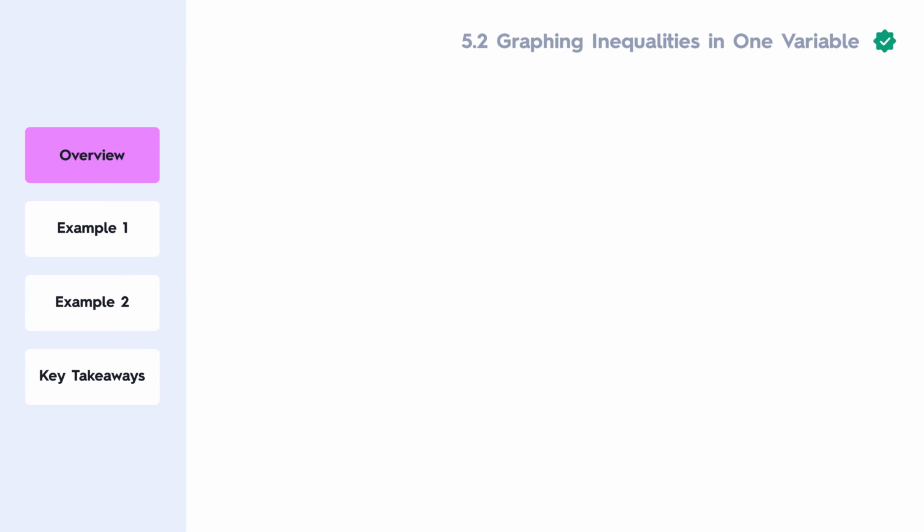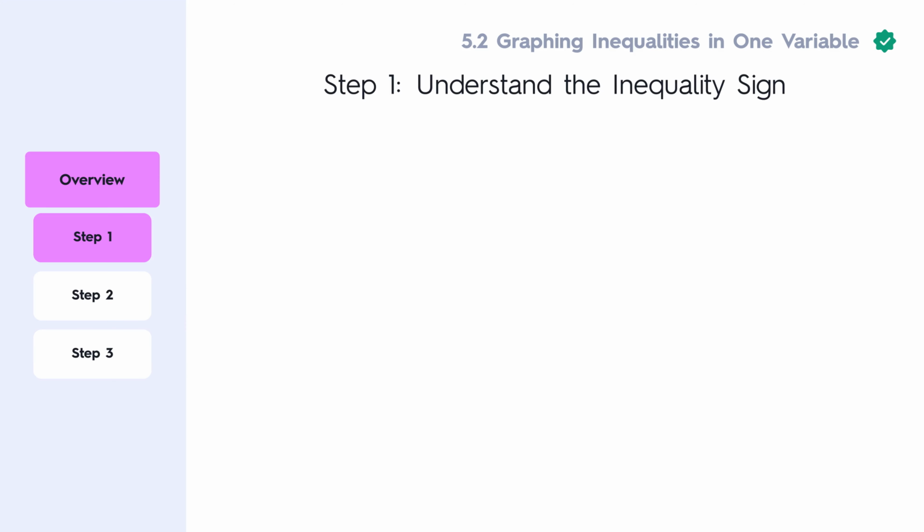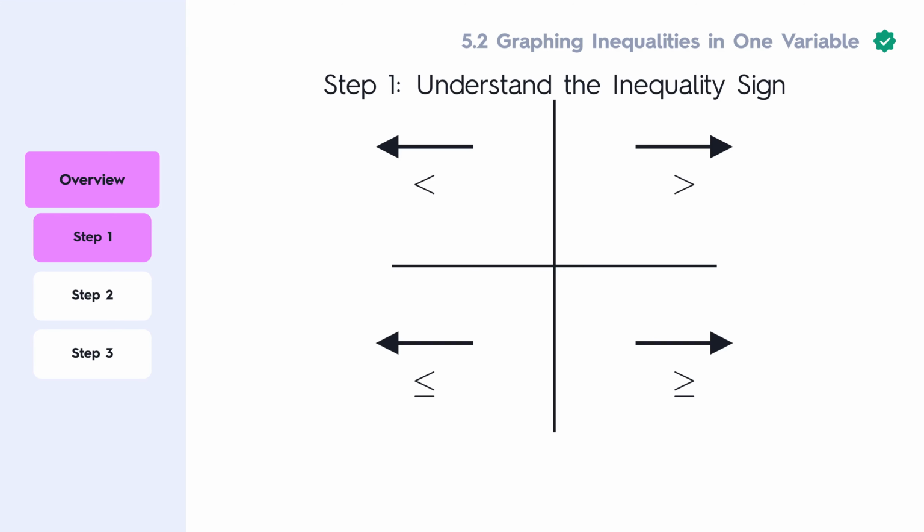Now that we know what inequalities are, let's look at how to graph them in one variable. The first step is to understand the inequality sign. The inequality sign tells us which direction to shade on the number line. For instance, if we see x is less than 5, we know we'll shade to the left of 5. If it's x is greater than or equal to 5, we'll shade to the right.